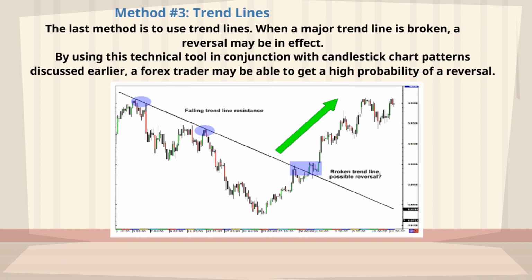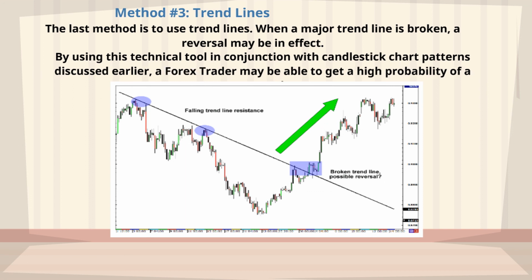Method number 3: Trend lines. The last method is to use trend lines. When a major trend line is broken, a reversal may be in effect. By using this technical tool in conjunction with candlestick chart patterns discussed earlier, a forex trader may be able to get a high probability of a reversal.